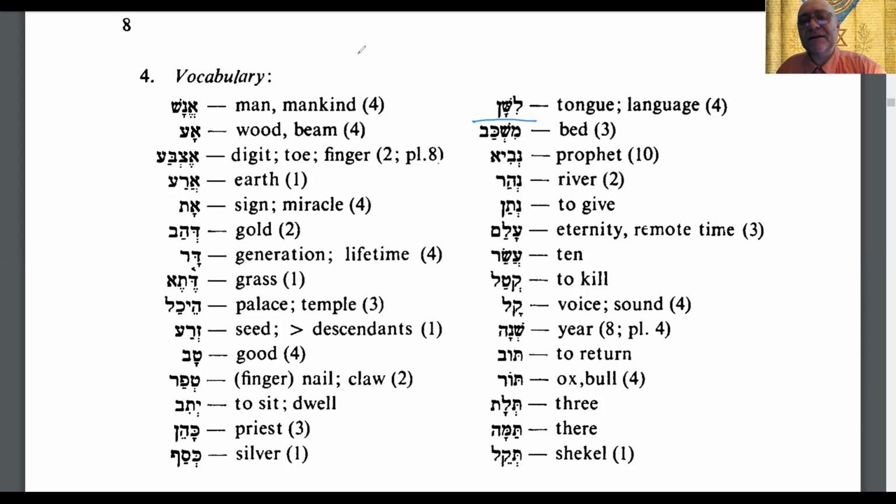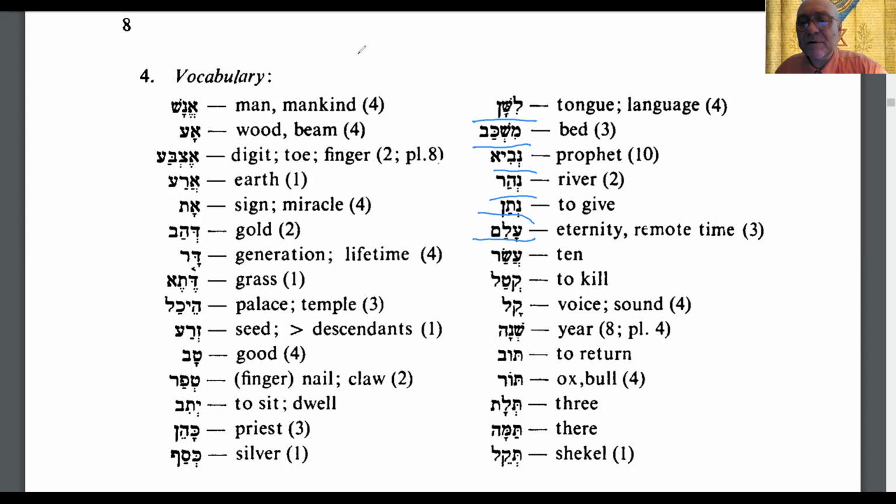So look at that, lishon for tongue. I think it's lashon in Hebrew for tongue or language. Bed in Aramaic is mishkav. Prophet is neviah. I think it's just navi in Hebrew. We've got river is nahar. To give, natan. I think natan in Hebrew is to give, if I remember correctly. If I'm wrong, somebody can correct me.